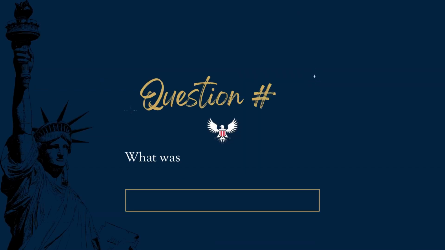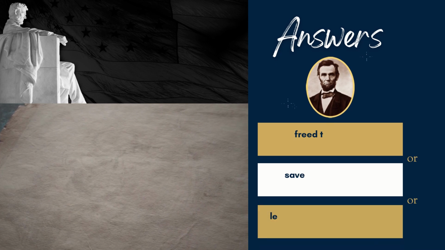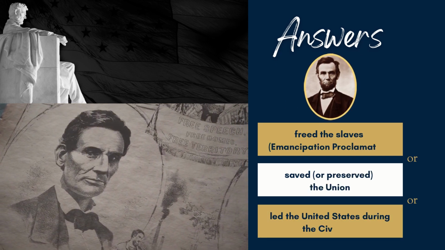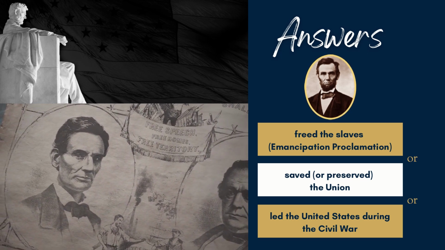Question 75. What was one important thing that Abraham Lincoln did? Answers: Freed the slaves or Emancipation Proclamation, or saved or preserved the Union, or led the United States during the Civil War.